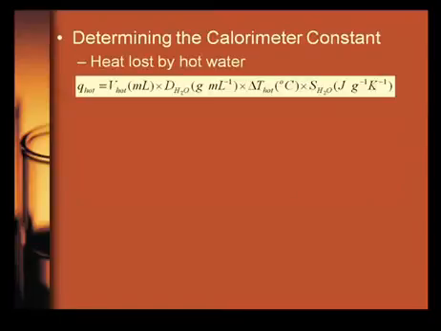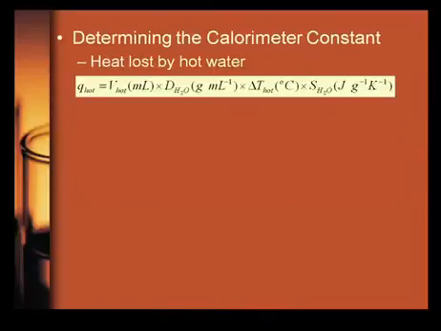Determining the calorimeter constant. You'd first need to determine the heat lost by hot water. And the formula to use is Q hot equals V hot in milliliters times D of H2O in grams per milliliter times delta T hot in degrees C times S of H2O in joules per gram per Kelvin.